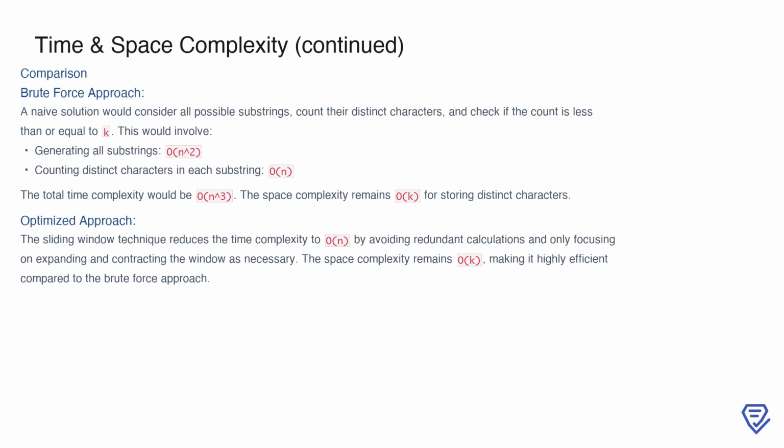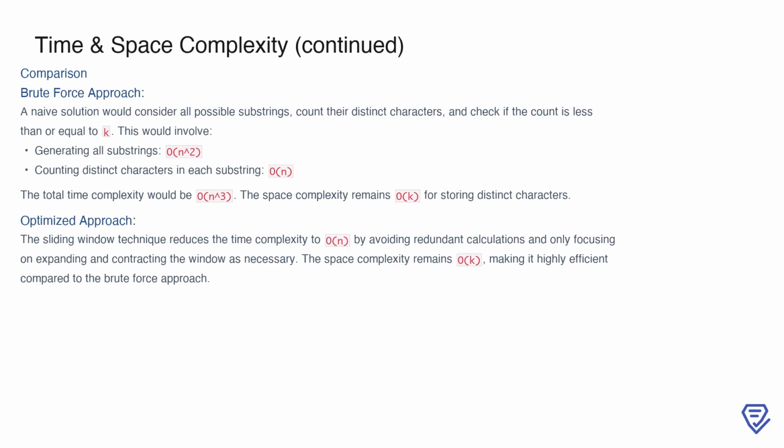To highlight the efficiency of this approach, let's compare it to a brute force solution. The naive method would involve generating all possible substrings of the input string, which takes O(n²) time, and then counting the distinct characters in each substring, adding another O(n) for each substring. This results in a total time complexity of O(n³).